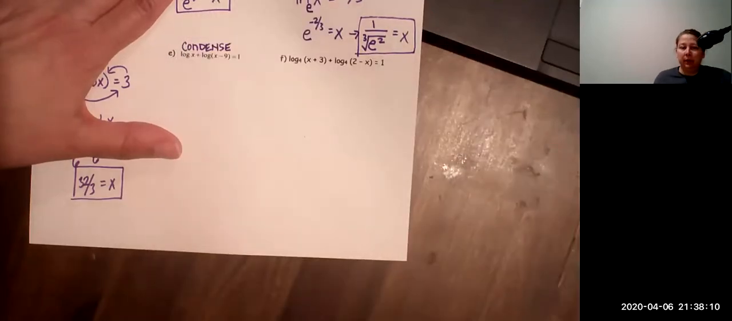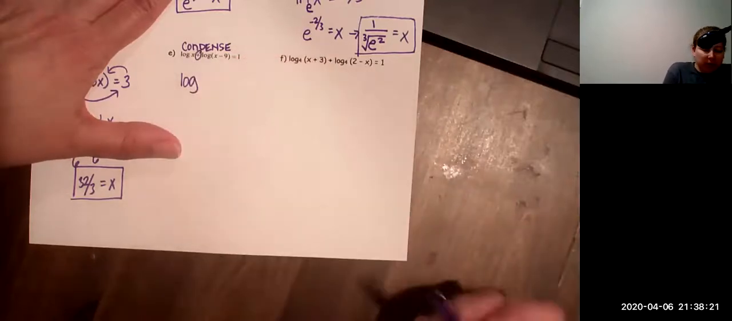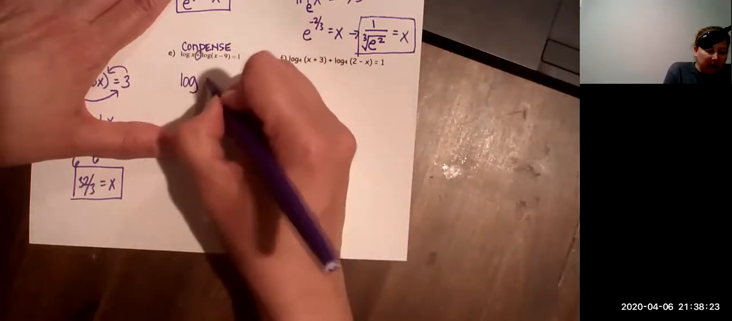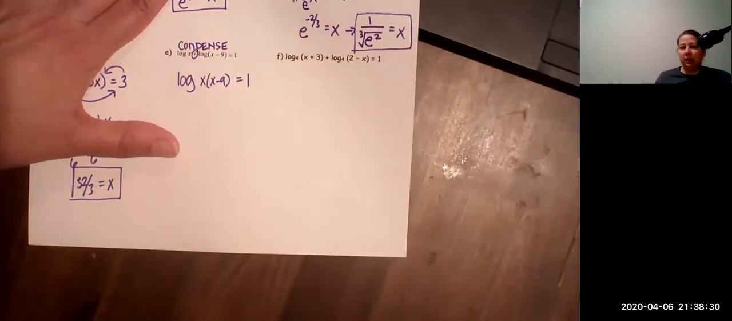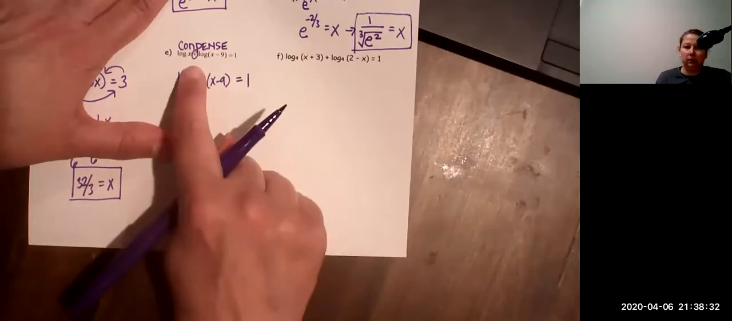Okay? Because I can't do the swoop thing until I only have 1 log on each side. So I'm going to write this log, a plus in between 2 logs turns it into multiply. So this is the same thing as log of x times x minus 9 equals 1. So I'm not doing the swoop step yet. I'm just condensing it down to a single log.